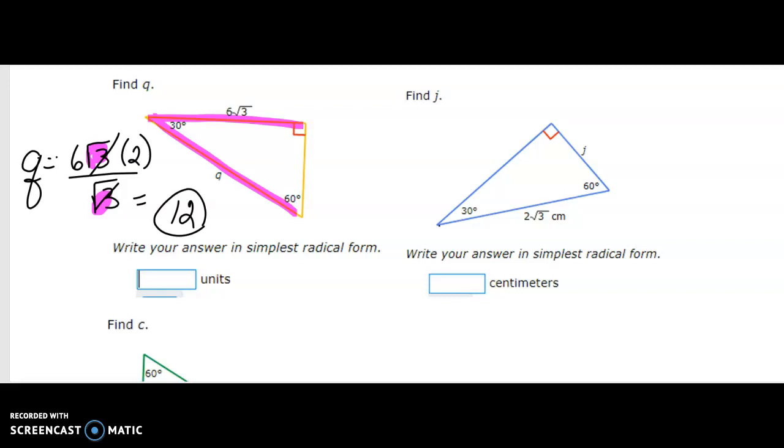Okay. We're given the hypotenuse, and we want the short leg. So we're wanting J. The hypotenuse is twice as big as the short leg, so we're going to divide by 2. 2's cancel out, so this is just going to be square root of 3.